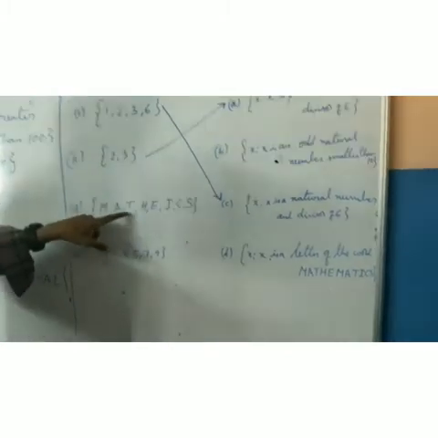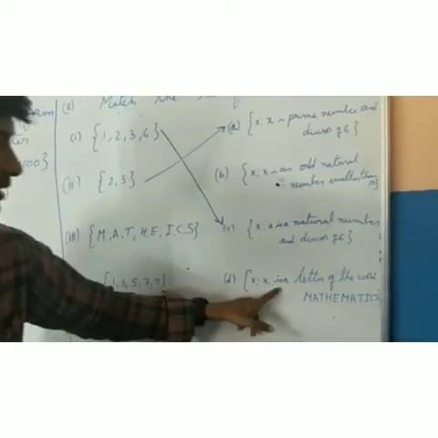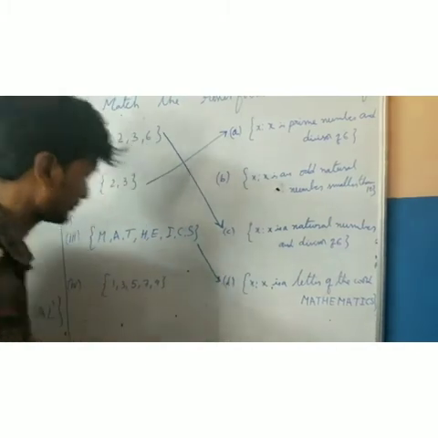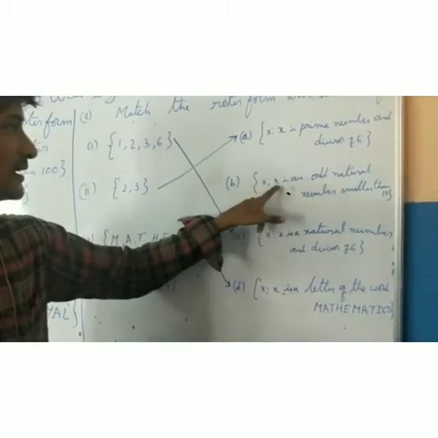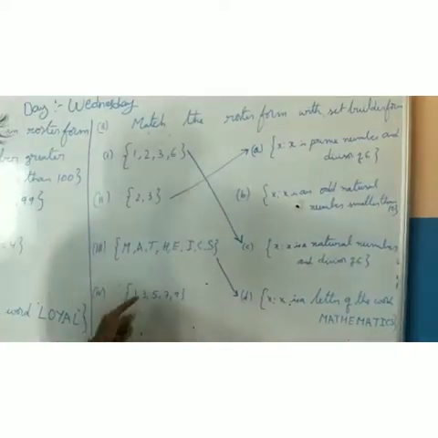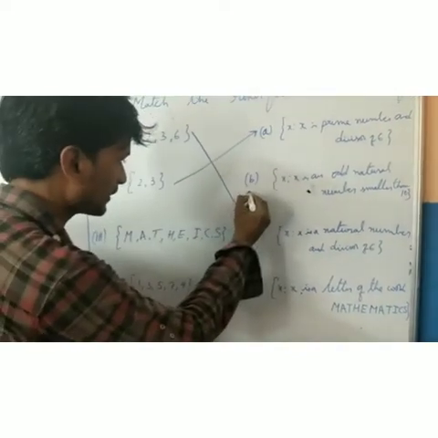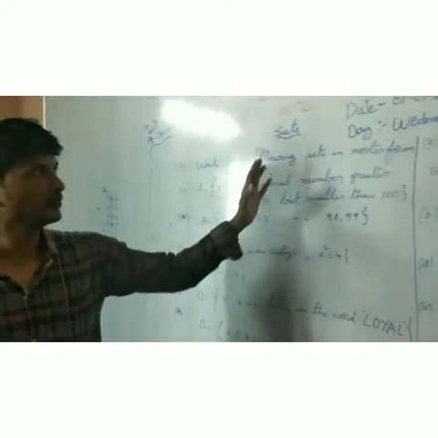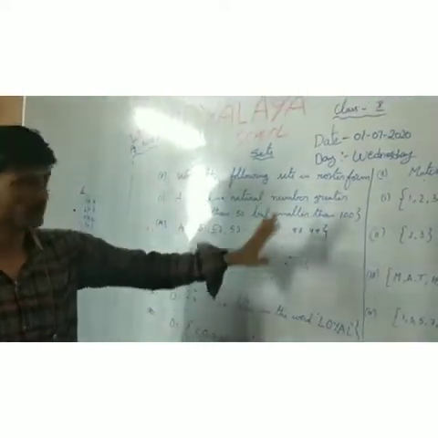Next, MATHEMATICS. Already we can easily denote. x is a letter of the word mathematics. Next, 1, 3, 5, 7, 9. Last but not least, x such that x is an odd natural number smaller than 10. Odd natural numbers are only 1, 3, 5, 7, 9. So it's suitable for D. So now exercise 2.1 is completed for us, and the 7th and 8th problems are done.